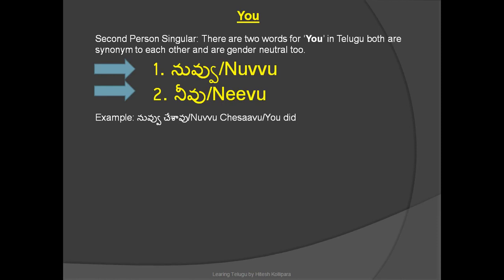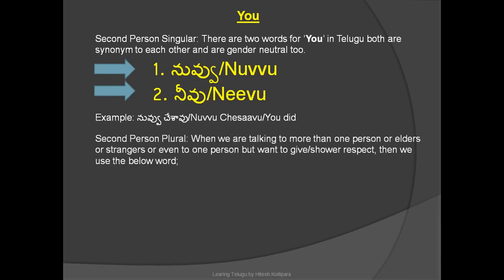Now let us see the second person plural case. When we talk to more than one person or others, which means people older than us or strangers, or even to one person, but when we want to give respect, then we would use the below word. And what would that word be? Let us see.